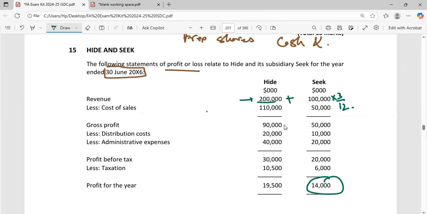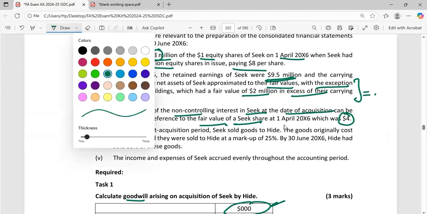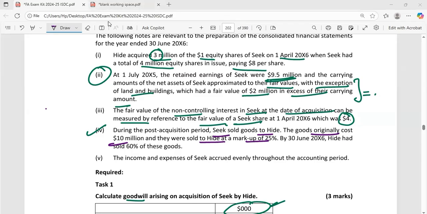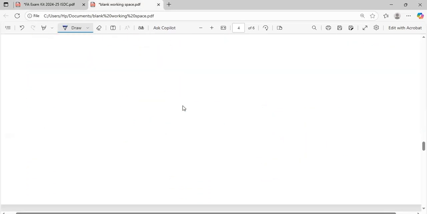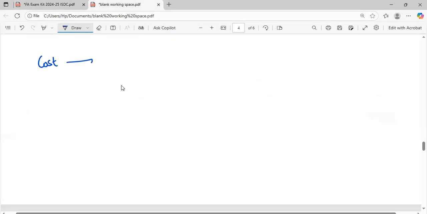Let's also see if there is any intra-group trading because then we have to eliminate it. Yes, we have. See, point number 4. During post-acquisition period, Seek sold goods to Hyde. The goods originally cost 10 million and they were sold to Hyde at a markup of 25%. So the cost was 10 million. Okay, so I'm writing 10,000. I'm ignoring the 3 zeros. I'm writing 10,000 and they were sold at a markup of 25%.